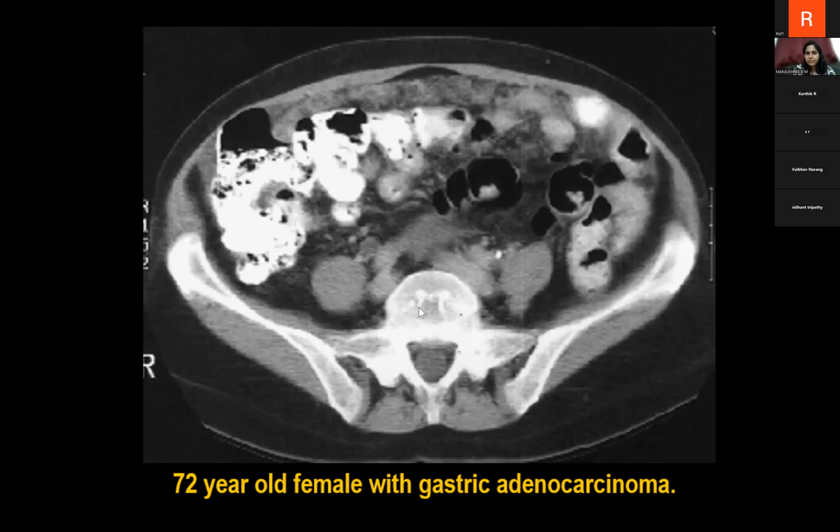Where is the omental caking? Here. Omental fat should be seen like this as any other mesenteric fat. It has to be hypodense. Whereas here, the fat is not appearing hypodense. Instead, it is appearing hyperdense. So there is caking of the omentum.